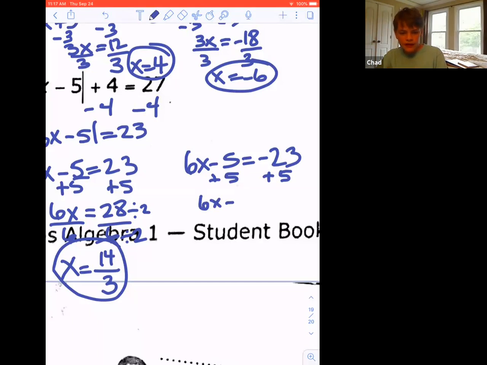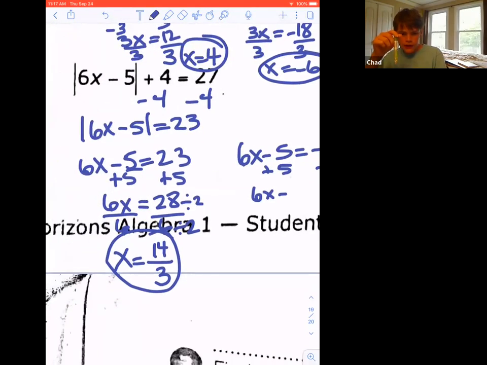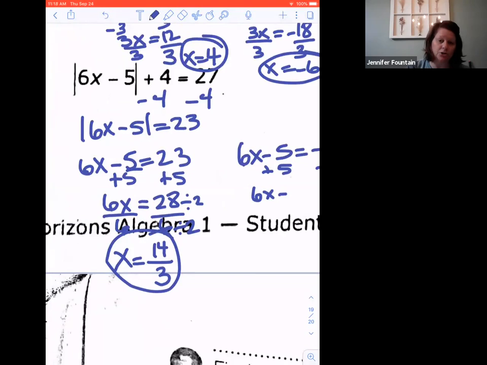Can you go back to that problem? How do you get 14 over 3? Okay, 28 divided by 2 is 14, and 6 divided by 2 is 3. So I just simplified my fraction. I put it in reduced form.